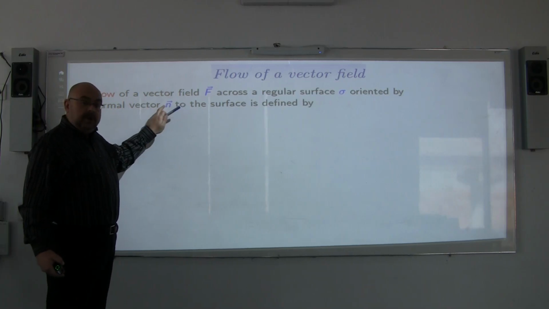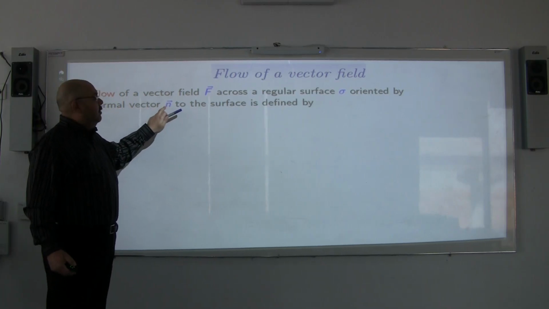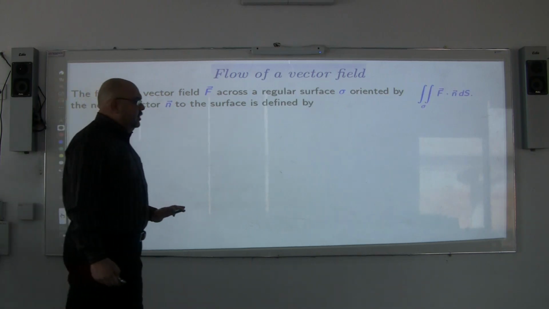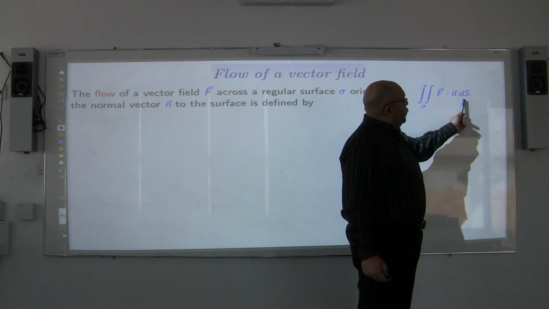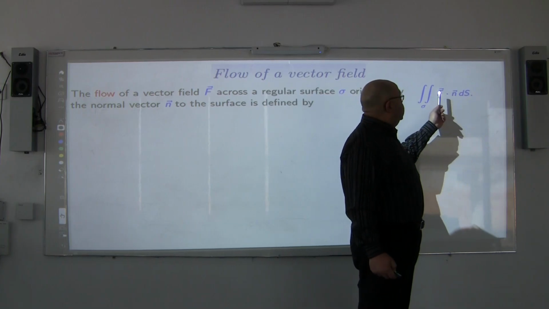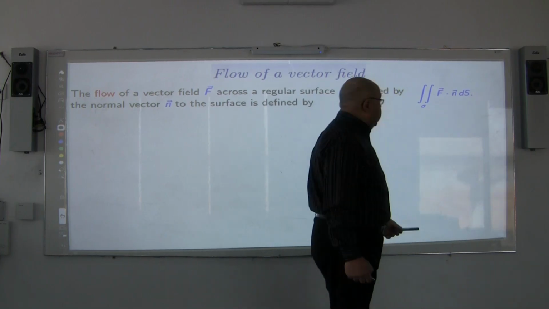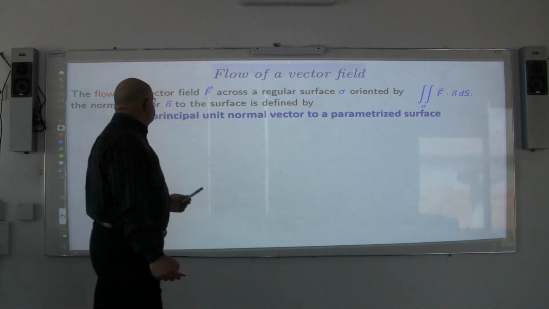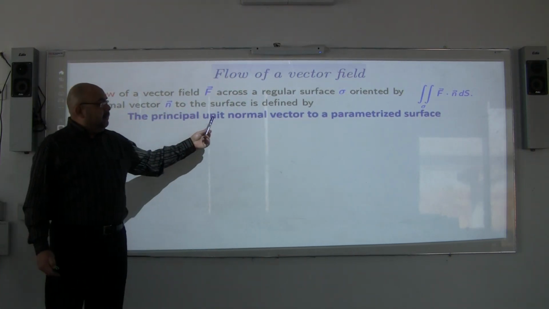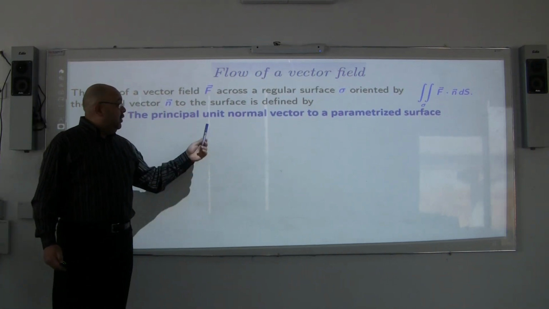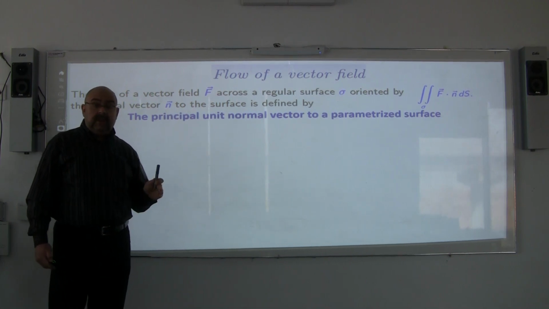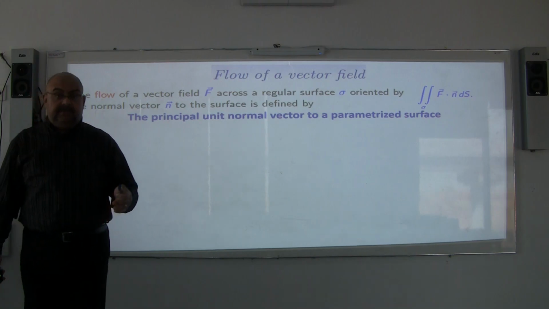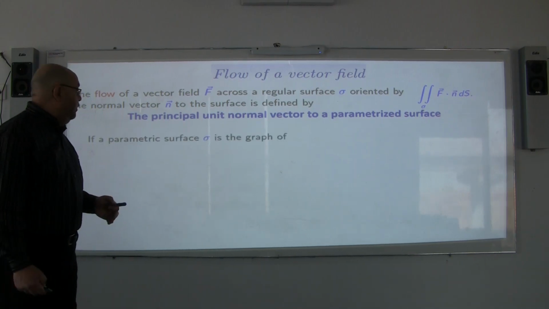This is because of the existence of the normal vectors. It's really very simple. All I have to do is the integration through the surface element, which is F dot n dS. Okay, very good. The principal unit normal vector to a parameterized surface: if I want to have the principal unit normal vector, I will get the normal vector, and then I will get the unit vector from this normal vector.